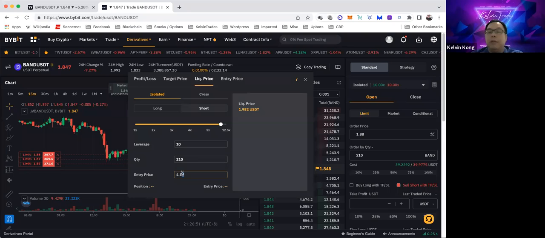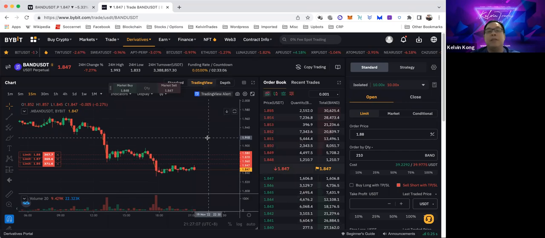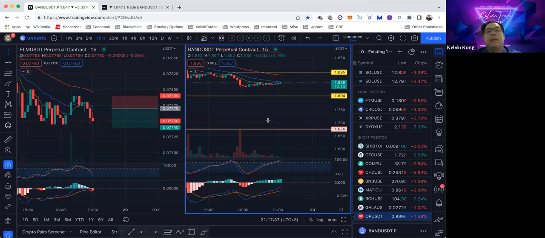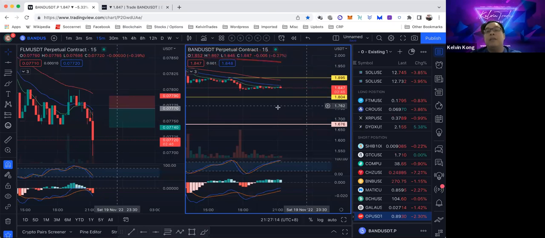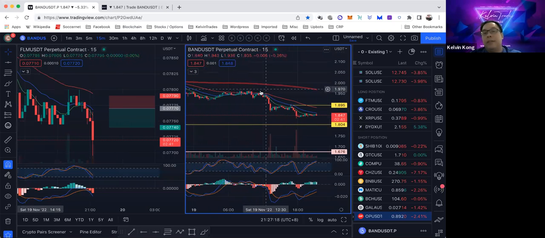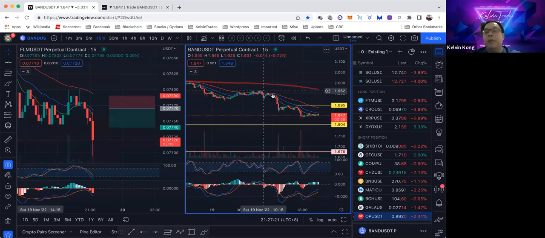If it's 1.88, then it's 1.992. If it's 1.86, then it's 1.97. So basically it's around that 1.97. Okay, 1.98. Let's take 1.97. That means my stop loss has to be below 1.97. So if you look at the chart, you want to choose a higher stop loss. It may not be possible, because everything depends on your liquidation price.